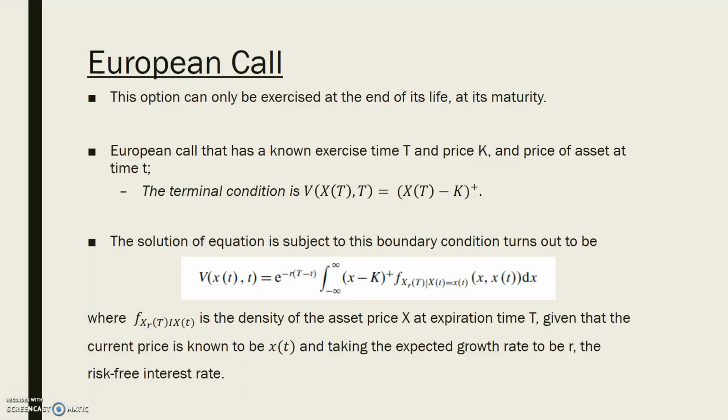Now, one thing to take note of in that very confusing and complex equation is that f_{X(T)}(x | X(t)) is the density of the asset price X at the expiration time, given that the current price is known to be X(t), and taking the expected growth rate to be r, the risk-free interest rate.